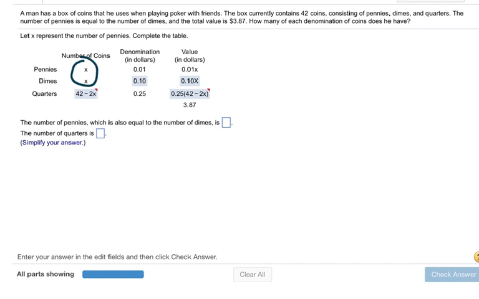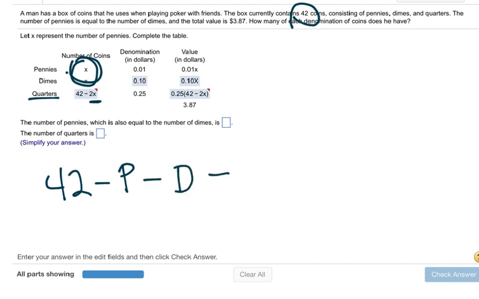To figure out how many quarters you have, you know that there is a total amount of pennies and dimes, and if you add that together, X plus X creates the 2X that's right here. And then if you look in what's given, they tell you that there's 42 coins in all. So if we take 42 and subtract the amount of pennies and the amount of dimes, you would end up with the amount of quarters.